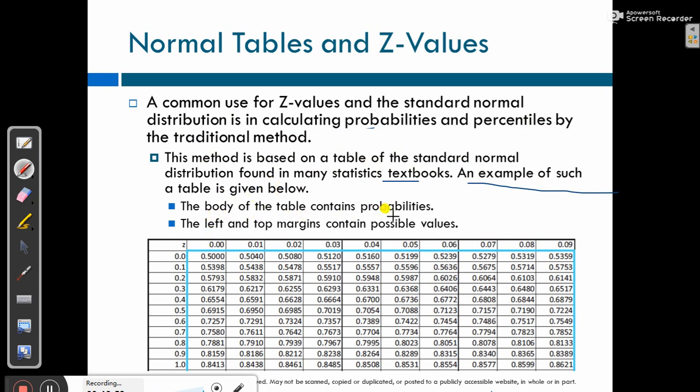The body of the table contains probabilities. The left and top margins contain possible z values. So if it is 0.00 z value, then you can go for this probability. It means around the mean, but it might be negative. You can find this type of z value table in any statistics textbook. So 0.01 means 0.5040.